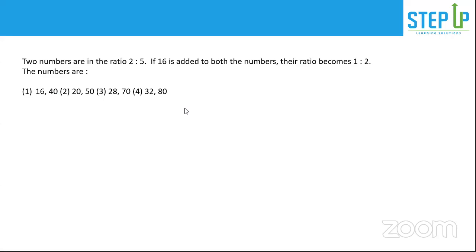Two numbers are in the ratio 2 is to 5. If 16 is added to both the numbers, the ratio becomes 1 is to 2. Again, simple logic. Either you can do this question through options, right? Or you can do whatever logic, right?